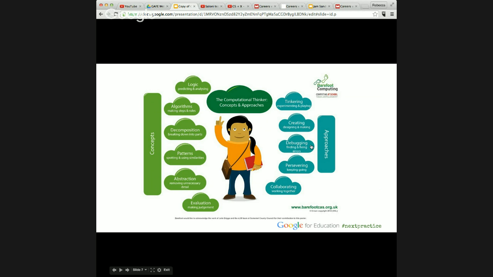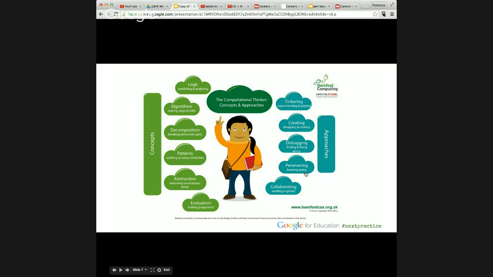We've got debugging, which is a strategy to try and find problems or errors and how we can go about fixing those. Then you've also got, down the bottom, collaborating. So coding projects offer a wonderful opportunity for students to work together and collaborate and communicate ideas and share ideas with others. And also I just wanted to touch on perseverance.